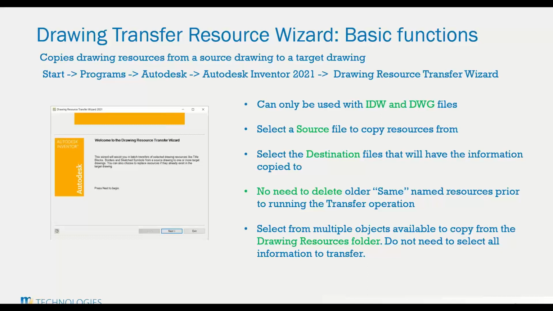There is no need to delete the older information if it's the same name. If you have a title block called company title block, and it's existing in your older IDWs, you do not have to go in there and pre-delete those. This will automatically overwrite them. And again, it allows you to select multiple objects. You can do all. You could do whichever ones you wish to push across. There is some flexibility.